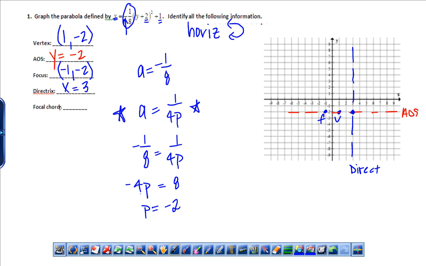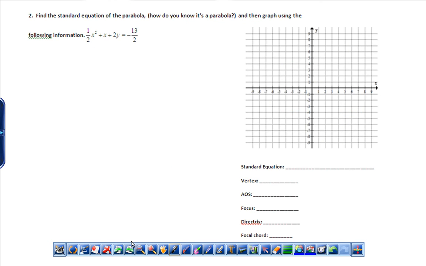Your focal chord. Remember your focal chord, if you look back up at the top, in order to get this, you take the absolute value of 4 times p. So if I look down here, this is going to be a length of 8. That means the entire length is 8, and it cuts through your focus. So I'm going to go 4 each way. So 1, 2, 3, 4, and 1, 2, 3, 4. So this basically tells me how fat my parabola is. So I'm going to go from my vertex and cut through, and there's your answer. All right, let's try another.